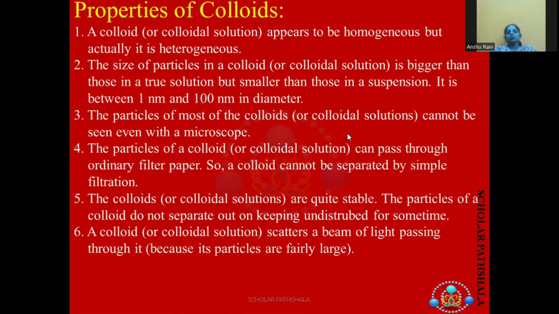Then we have properties of colloids. Colloid appears to be homogeneous, but it is actually heterogeneous. Particle size in colloid is between 1 nanometer to 100 nanometer. Particles of colloids can't be seen with a microscope and they can't be separated with ordinary filter paper. To separate the particles of colloid, we need ultrafiltration, or we can centrifuge them. With the help of a centrifugation machine, you can separate its components.